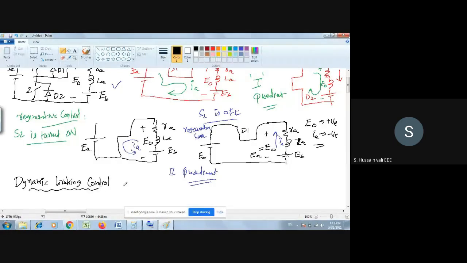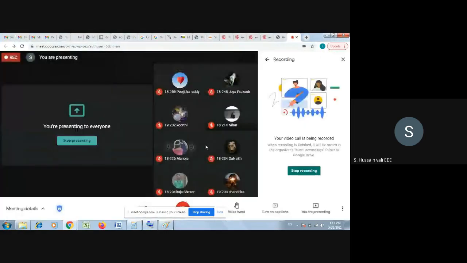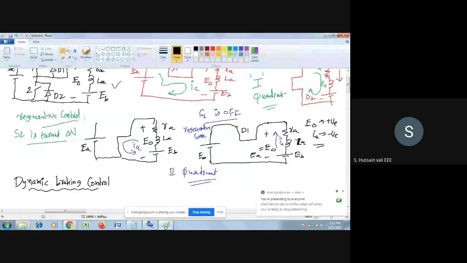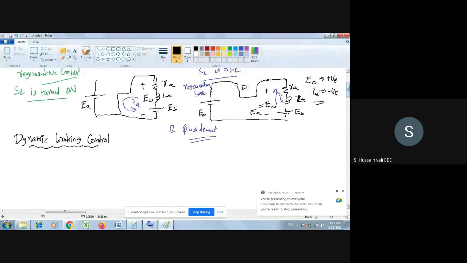So dynamic braking control. What you find out in the dynamic braking control is the same separate external DC motor, but the circuit diagram is a little bit different. What exactly you do is that you have the resistor, inductor, and EB. So this is the motor, RA, LA, EB, and you have a switch here.